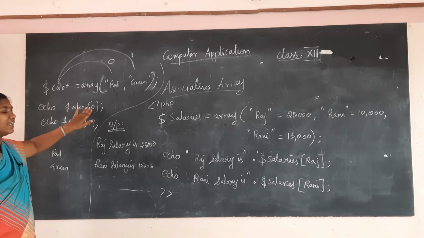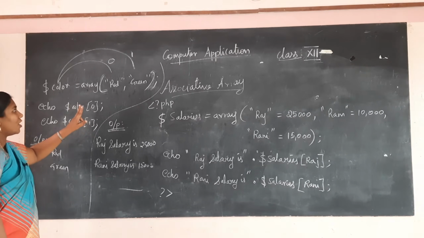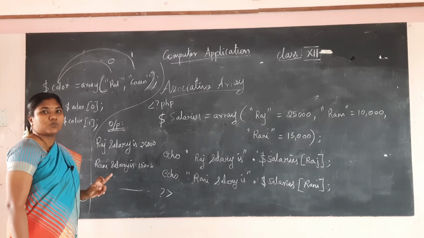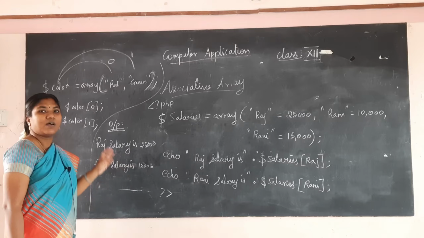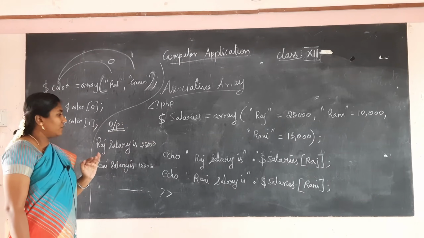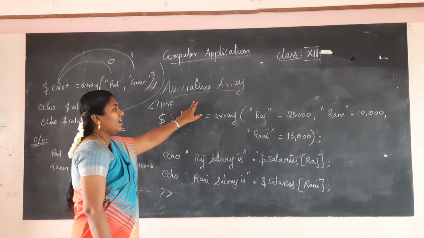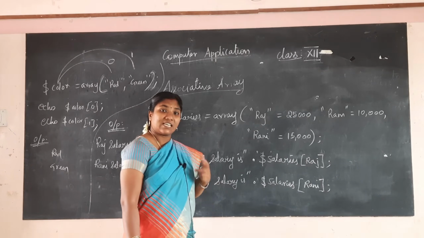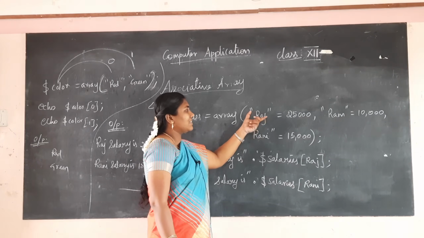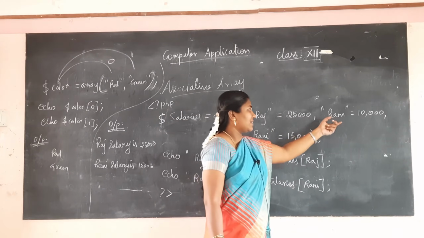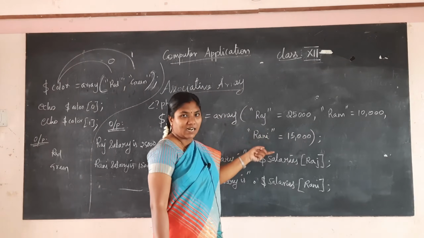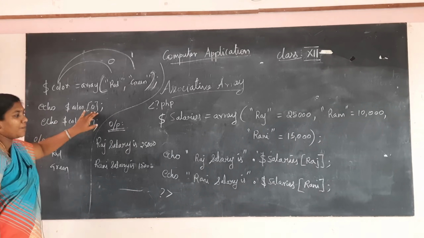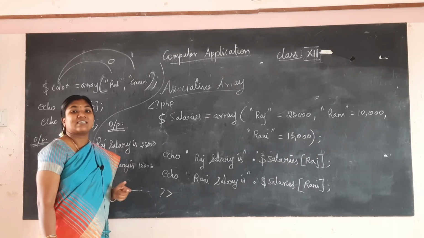So normally the index starts with 0. Automatically the first value takes the index 0, the second value takes the index 1, and the third value takes the index 2, and it goes on like that. But in an associative array you can give the index as per your wish. That is, you can give a string index. So here my index is Raj, here my index is Ram, and here the index is Rani. Instead of echo dollar of 0 while printing, I am giving the particular string index.